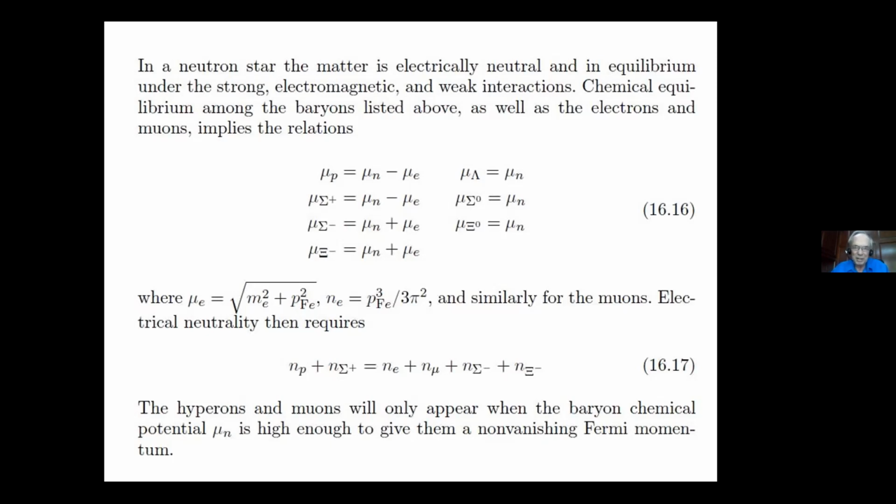So if you want to make sure everything is in equilibrium, you have a few basic chemical potentials for baryon number and electric charge. So for example, the proton chemical potential is equal to the neutron chemical potential minus the electron chemical potential. The chemical potential for the sigma zero hyperon is equal to the neutron chemical potential, et cetera, et cetera. Put all these together. And when the chemical potential becomes large enough that you can have a non-zero fermion momentum, then interactions will produce those hyperons. They will convert protons or neutrons into hyperons. You also have to make sure that the system is electrically neutral, because a neutron star cannot survive any significant electric charge.